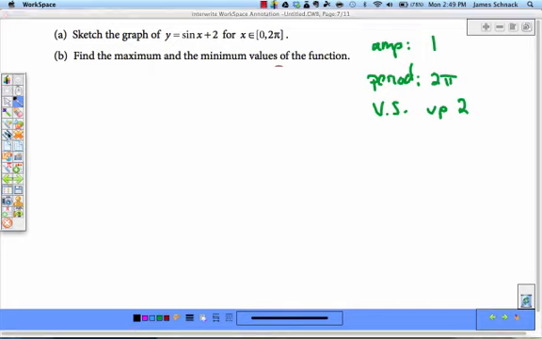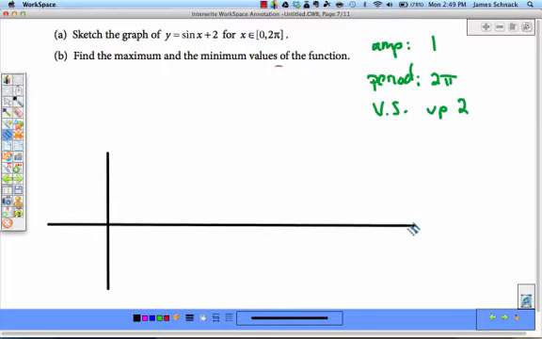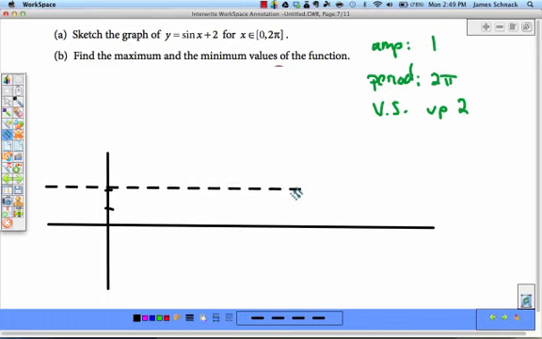So here's what we're going to do. Let's get our axes drawn. And I'm going to put my vertical shift on here right away. And what I'm going to do is I'm going to mark up 2 units, and then I'm going to draw myself a dashed line. This becomes my new midline. This becomes my new x-axis, if you will. This is where my wave will be centered on. Now I'm going to scale my x-axis. 1, 2, 3, 4 marks. I write my period. I label the rest of them.